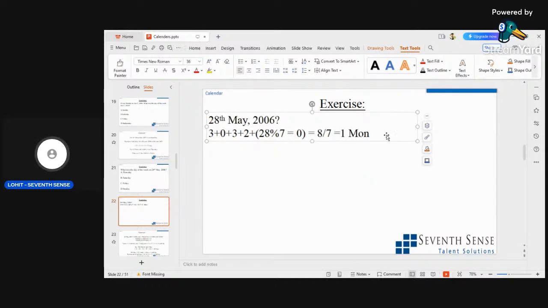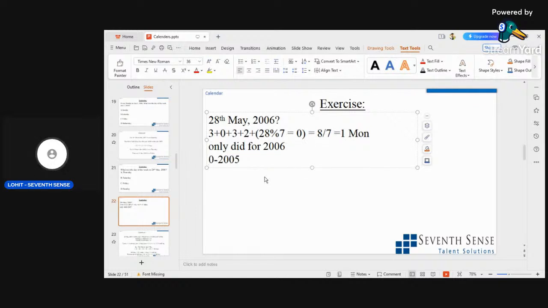Okay, you're going to tell the answer as Monday, right? But this is just the first part of the answer. The second part is still left. You need to calculate from 0 to 2005. You have only done it for 2006, right? So you need to do it for 0 to 2005 also, right?